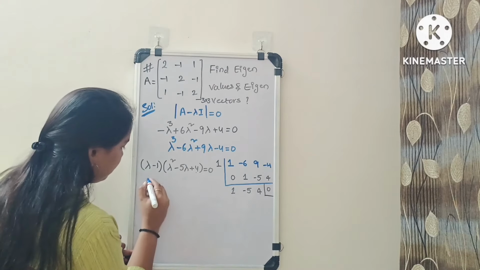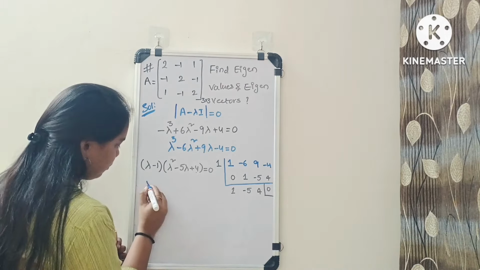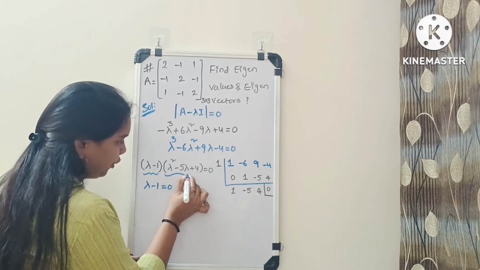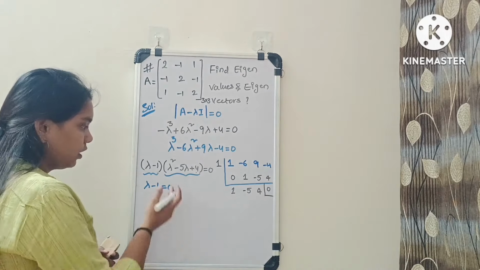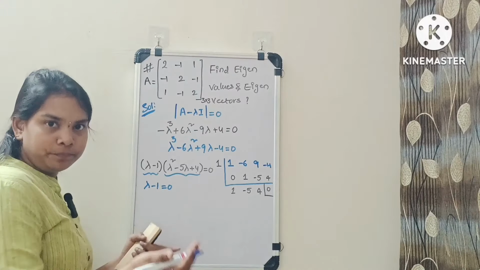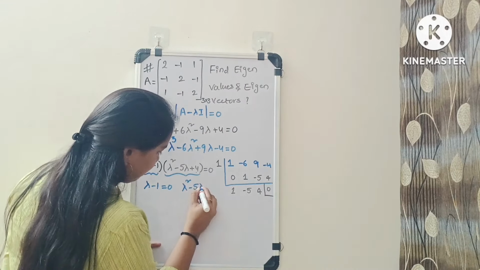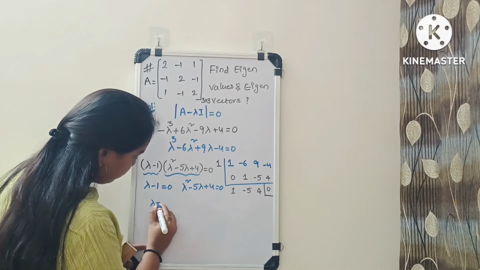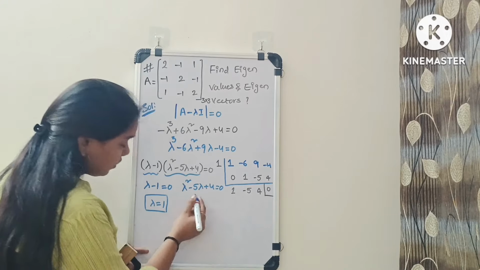If you see here, we got lambda minus 1 equal to 0 and this equation equal to 0. A into B equal to 0 means A equal to 0 or B equal to 0. So here what will we get? Lambda square minus 5 lambda plus 4, which is equal to 0. From here we will get lambda equal to 1. We got one root. Next one, this one.